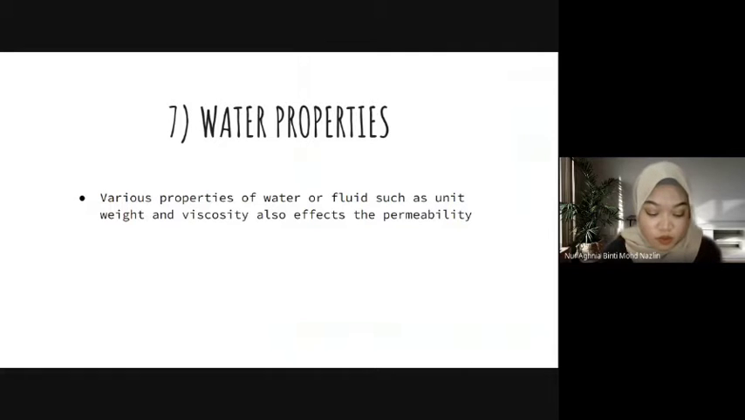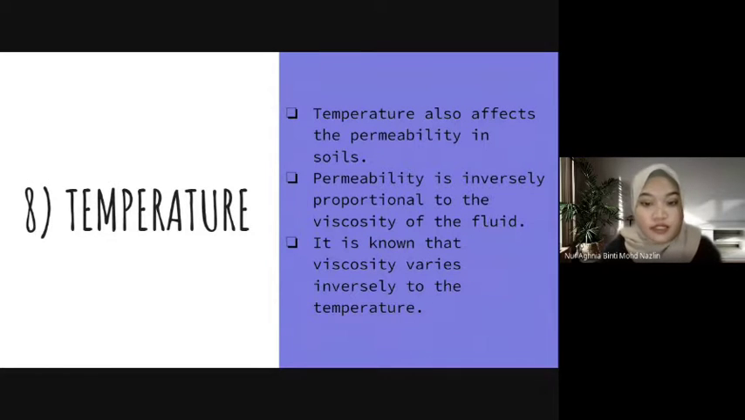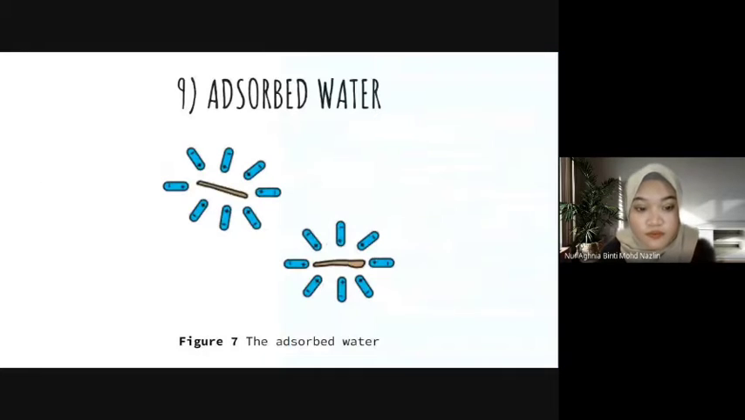Next is water properties. Various properties of water or fluid such as unit weight and viscosity also affect the permeability. Permeability increases when viscosity decreases. Next, temperature. Temperature also affects the permeability in soils. Permeability is inversely proportional to the viscosity of the fluid. It is known that viscosity varies inversely to the temperature.